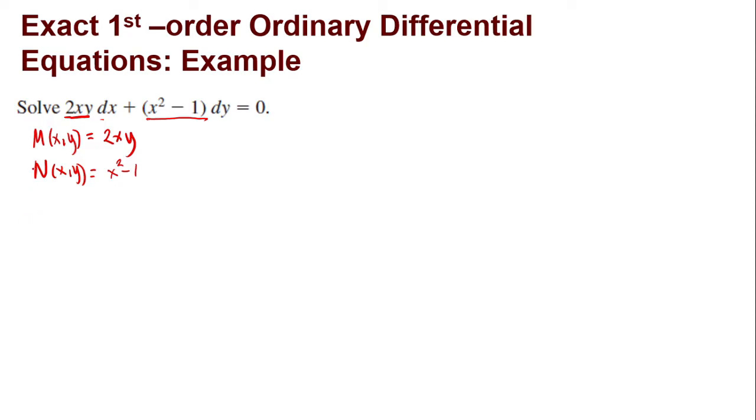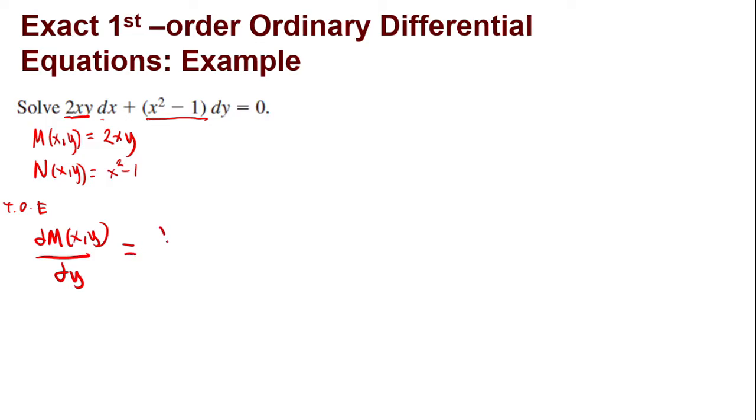After identifying M(x,y) and N(x,y), we are going to check the test of exactness. So we have to get the partial derivative of M(x,y) with respect to y.